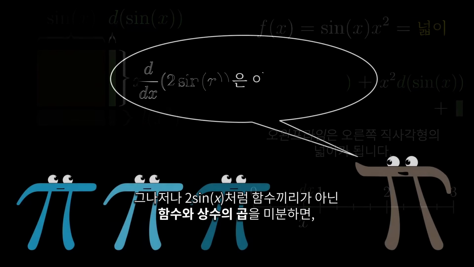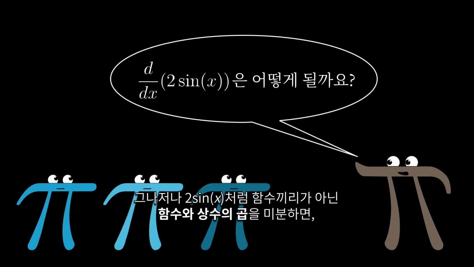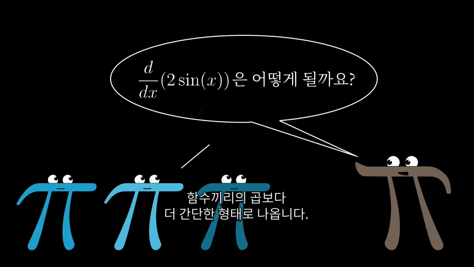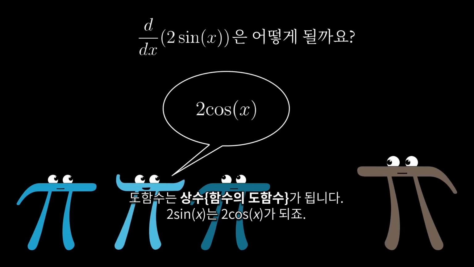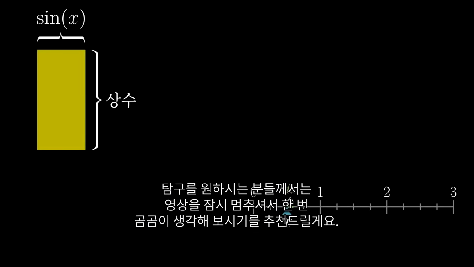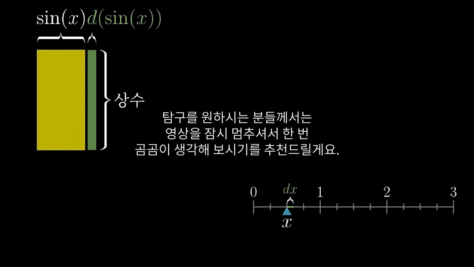By the way, I should mention that if you multiply by a constant, say 2 times sine of x, things end up a lot simpler. The derivative is just the same as the constant multiplied by the derivative of the function, in this case 2 times cosine of x. I'll leave it to you to pause and ponder and just kind of verify that that makes sense.